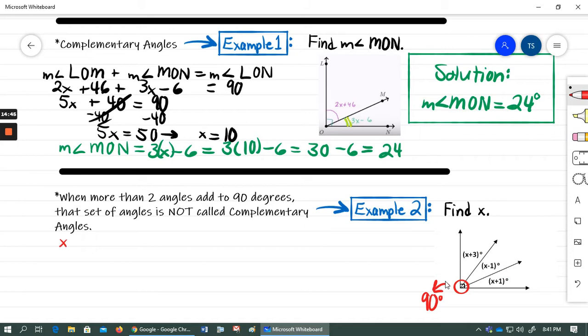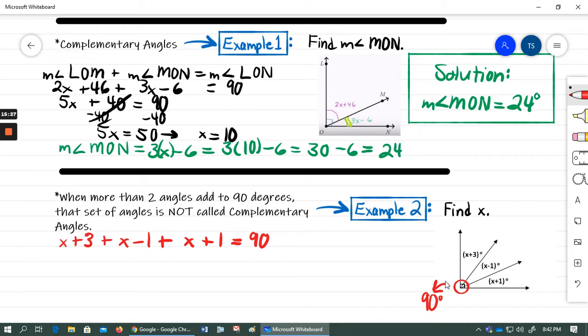All right, so again, the measurement that we've got for that first one, x plus 3. x plus 3 plus x minus 1 plus x plus 1 equals 90 degrees. Again, I'm not going to put the degrees only because we're dealing with this equation here, and we know that we're dealing with a unit of measurement that is degrees.